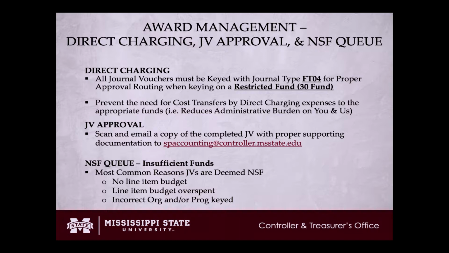The NSF queue, or the insufficient funds queue. This is a queue that your entry will get caught up in if there are insufficient funds to cover that specific purchase. Now, the most common reasons for JVs that are deemed NSF are: one, there's no line item budget, two, the line item budget is overspent, or three, an incorrect org or program is being used within that entry. That's essentially the three main reasons that your entry gets caught up in the queue, which does slow down the process.